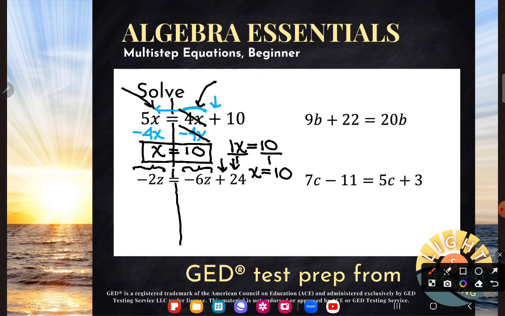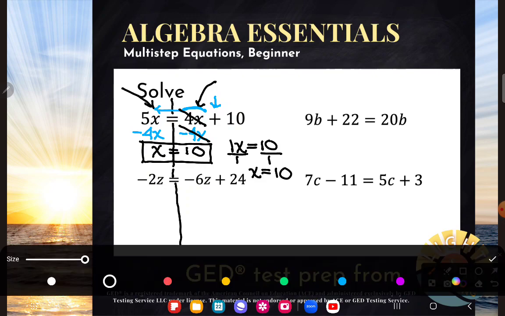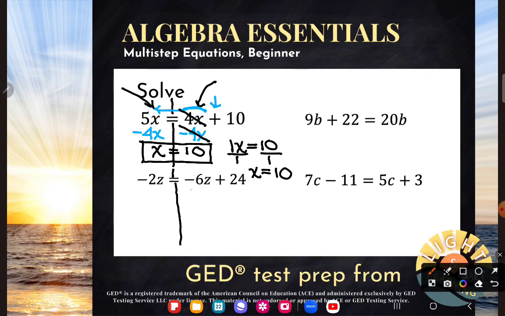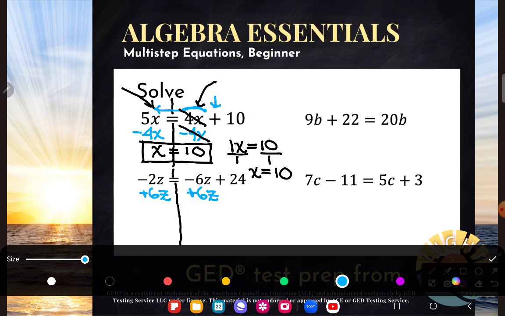And so if we want to get rid of it, whenever you want to get rid of terms, you're going to be adding or subtracting. We want to get rid of the whole term. We're going to add or subtract. Now, which one do I choose? Well, this is a negative 6z. So we will do positive or plus 6z in order to get it to cancel out, to zero out. Now we can do whatever we want as long as we do it on both sides. So add your 6z over there as well.